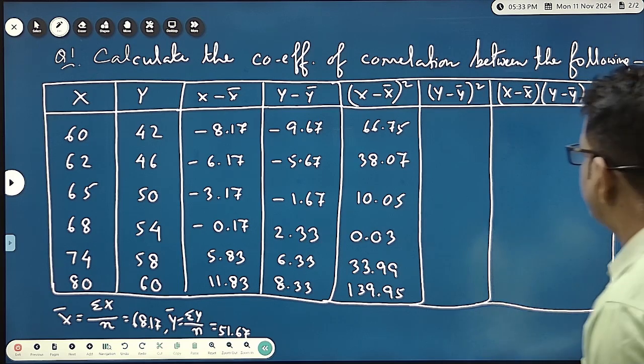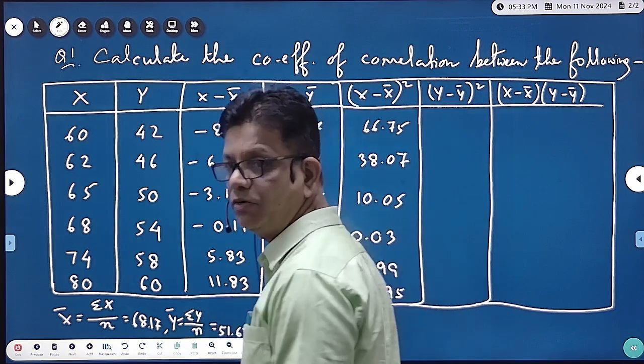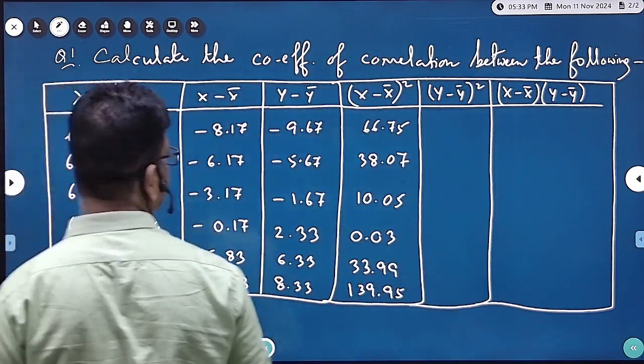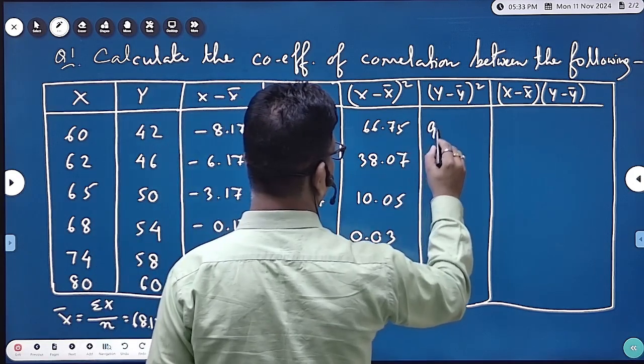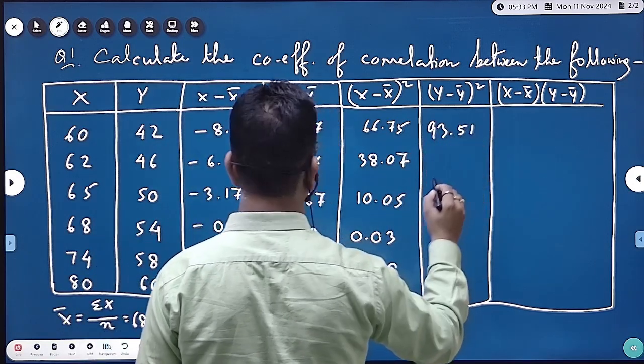So now (y minus y bar) whole square. This is 9.67 into 9.67. Yes or no? Say how much? 93.51. Keep saying the next.